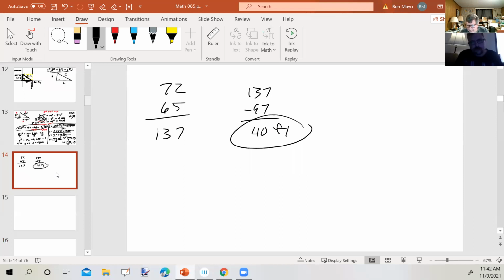Any questions about that? And I know you're sitting there thinking, all that time just to save 40 feet, it would have just been quicker to walk the extra feet. I know. All right.